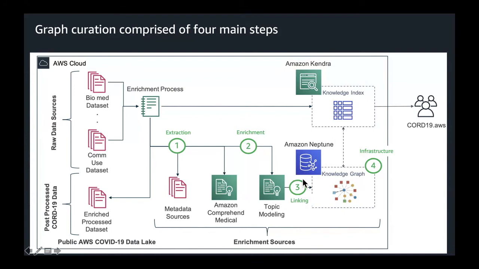The third step is a linking step, where we link the entity relations after normalization to form the graph. In the fourth step, the graph is hosted on a fully managed Amazon Neptune graph database, and we use the TinkerPop Gremlin query system to traverse this graph.